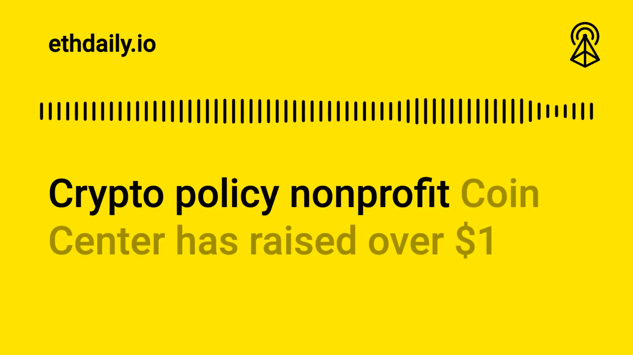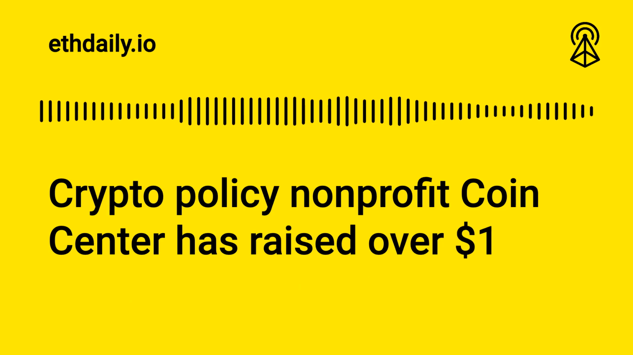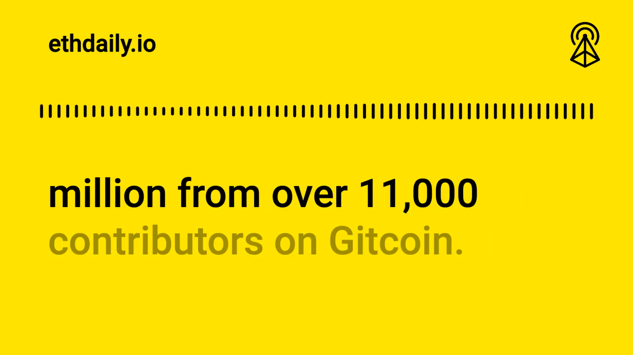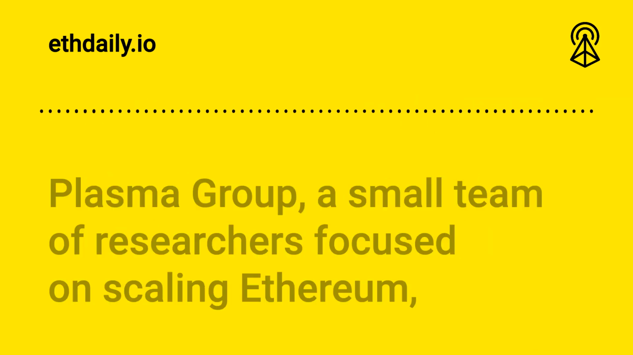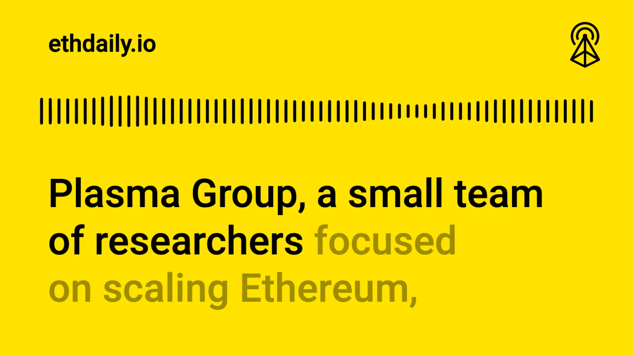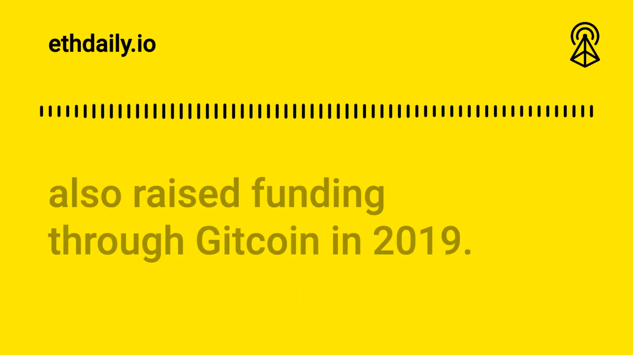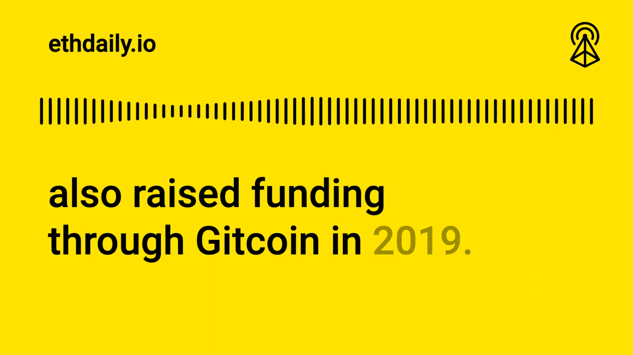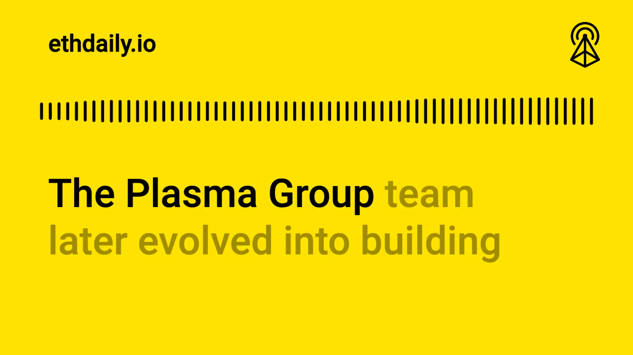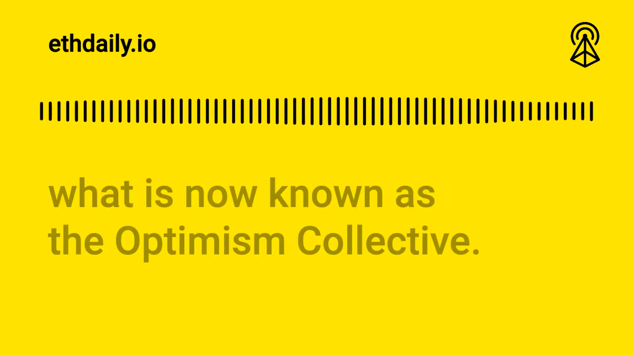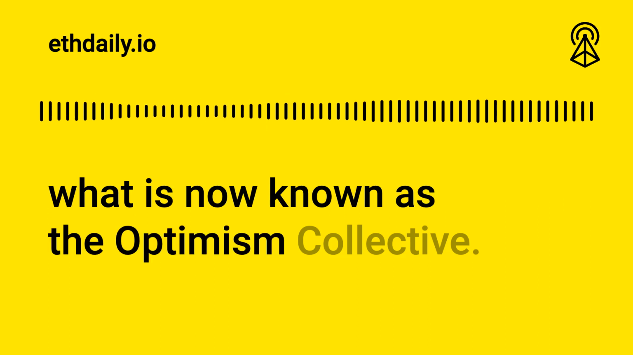Crypto policy nonprofit CoinCenter has raised over $1 million from over 11,000 contributors on Gitcoin. Plasma Group, a small team of researchers focused on scaling Ethereum, also raised funding through Gitcoin in 2019. The Plasma Group team later evolved into building what is now known as the Optimism Collective.